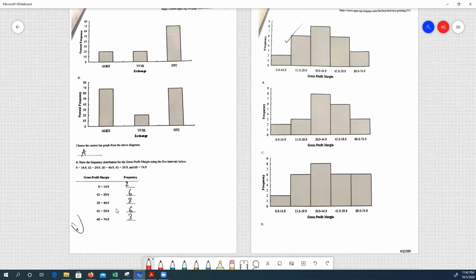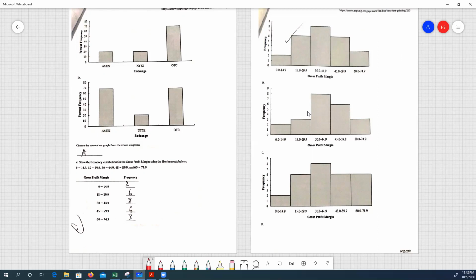Now, based on this information, you have to find the frequency distribution. So the x-axis will represent this gross profit margin class. These are called the classes of gross profit margin. So we have 5 classes. The first one is 0 to 14.9. That's fine. And what is the frequency? The frequency is 2. So this is correct. For the next one, the frequency is 6. This is also correct. For the next one, the frequency is 8. This is also correct. For this one, the frequency is 6. This is correct. The frequency is 3. This is also correct. So the first one is correct.